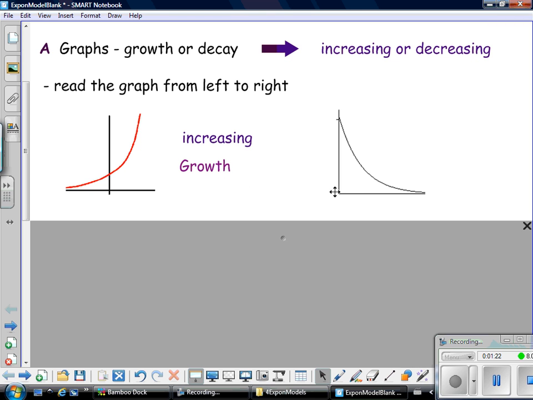The opposite is true here. As I'm reading from left to right, you can see that the curved graph is actually decreasing. And because it's decreasing, we say that it's exponential decay.